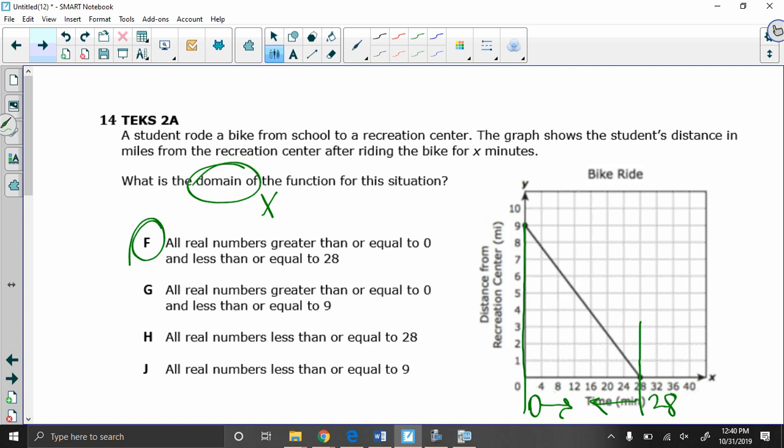The reason it's not H is because that's stating all real numbers less than or equal to 28. So that's telling me that I want all the numbers less than or equal to 28. Well, this graph does not contain an arrow, so I can't include all of the numbers that are negative, because technically we can't go back in time. So because we can't go back in time, we can't include H as an answer. So H would not be the correct answer.